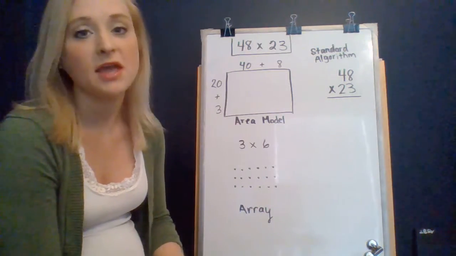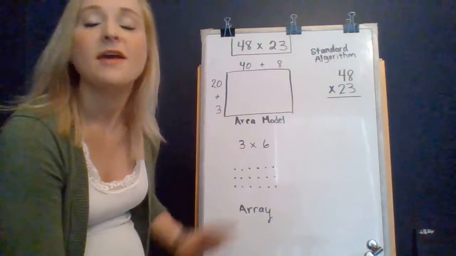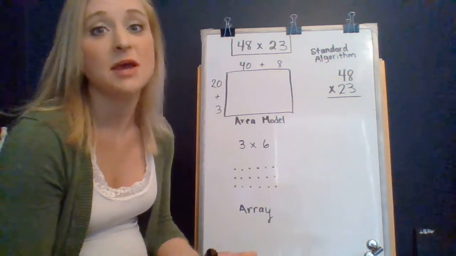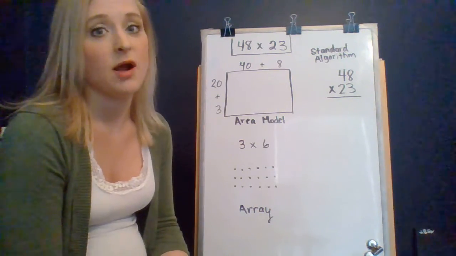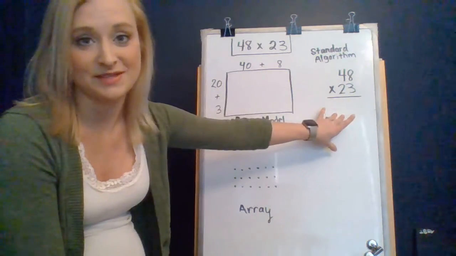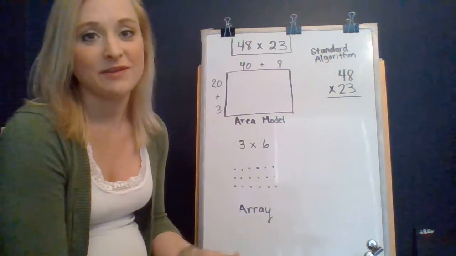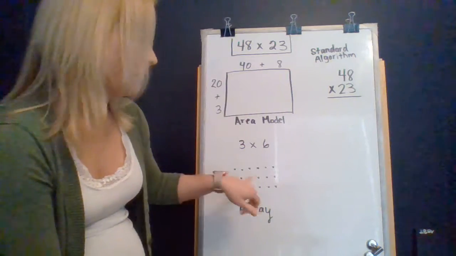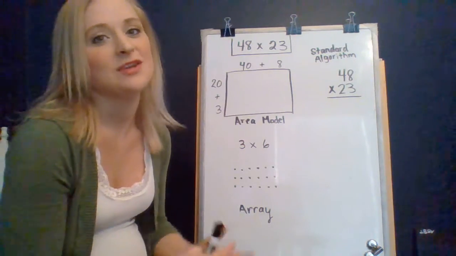But we cannot forget where the multiplication started from, and we cannot forget that sometimes there's more efficient ways to solve problems and actually takes less steps than the standard algorithm. So I want to start very basic and talk about the array, where multiplication originates.